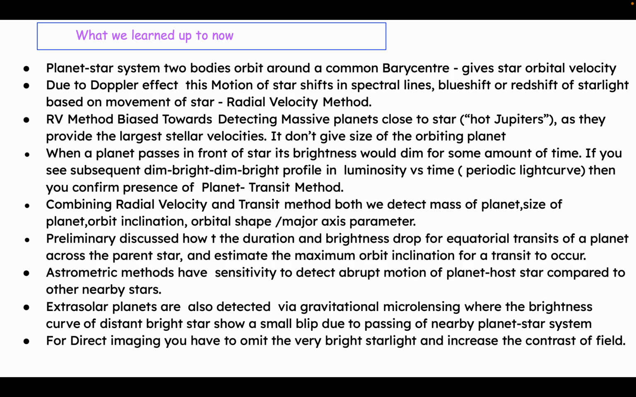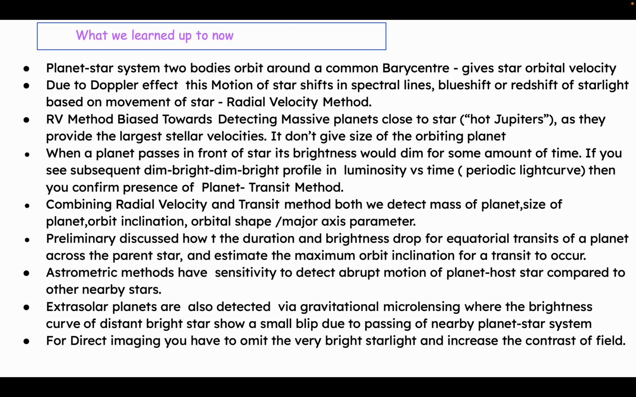And also there was some discussion about the astrometric method, where you have the sensitivity to detect the abrupt motion of the planet host star compared to other nearby stars. And another method was gravitational lensing, where the brightness curve of a distant bright star shows a small blip due to the passage of a nearby planet-star system.